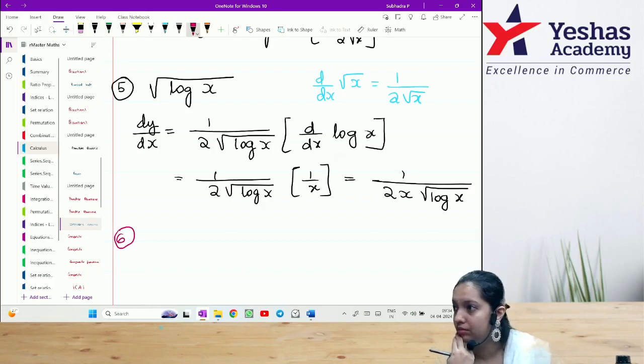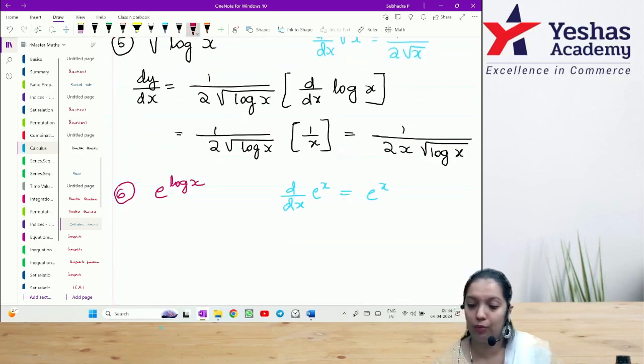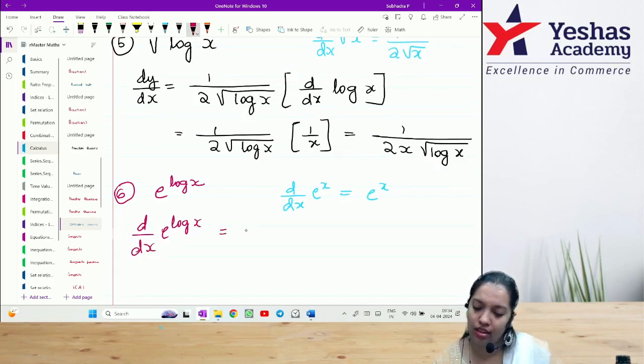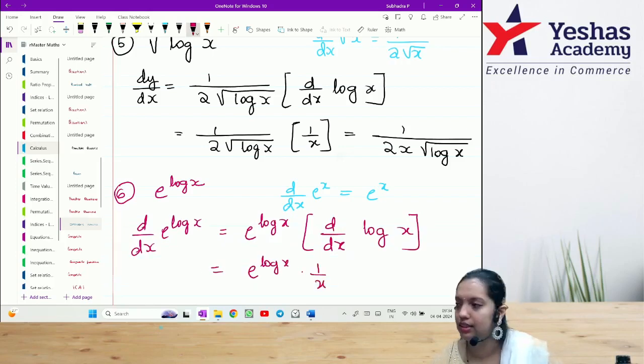Which one? Which did you read out? E to the power log x. This one? When you look at it in the outer layer, does it look like e power x? What is the derivative of e power x? E power x. Then what is the derivative of e power log x? E power log x into the derivative of the power log x, which is 1 by x. So e power log x into 1 by x. This is the answer.